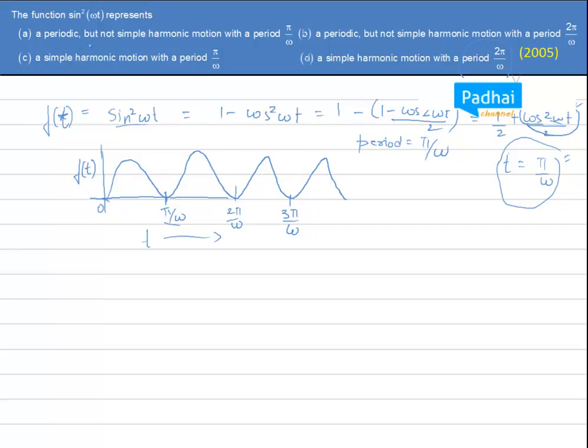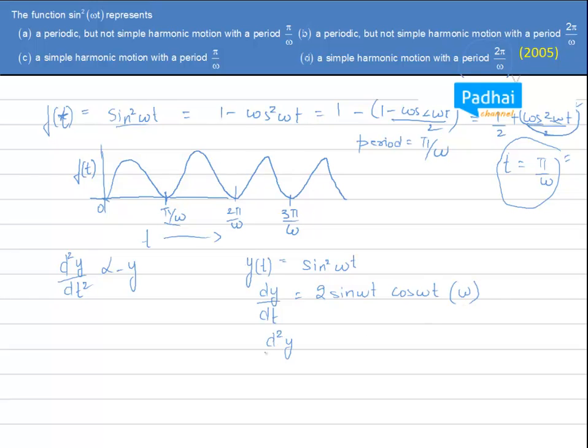Option A is saying it is periodic motion but not SHM, and option C is saying it is SHM. Now what is the condition for SHM? The condition for SHM is d2y by dt square should be directly proportional to minus of y, right? So if f(t) or y(t) is basically sine square omega t, and I calculate dy by dt, what will that be? It will be 2 sine omega t into cos omega t into omega, right?